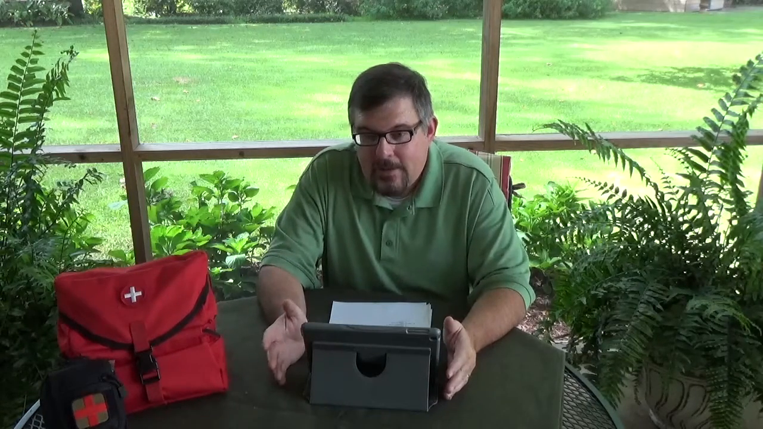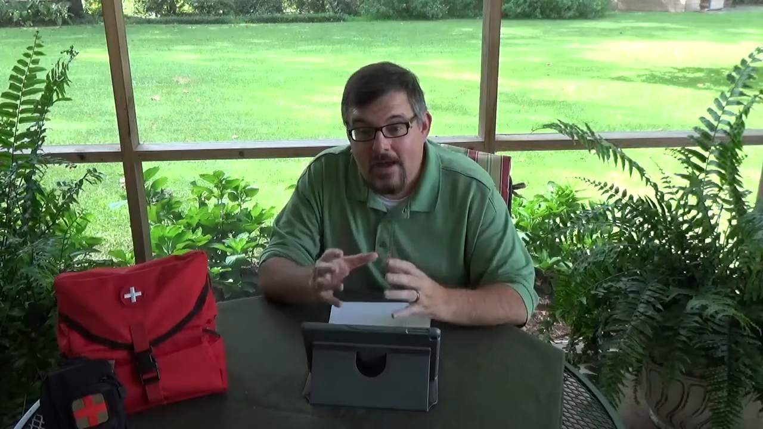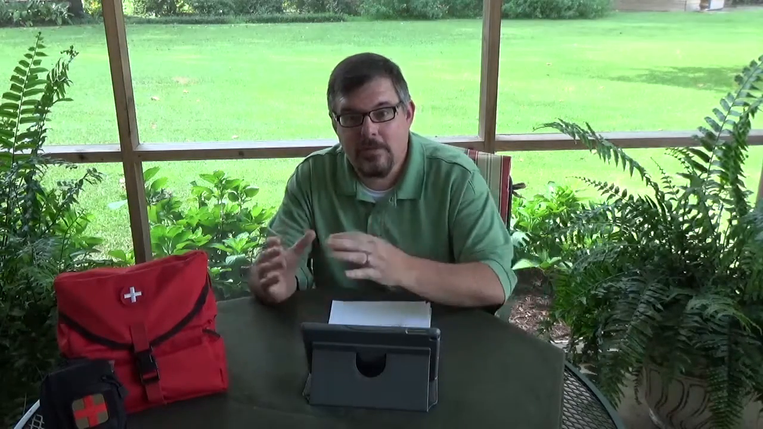So when I think about that, this checklist is broken down into 5 areas. The 4 core needs that we have, which is health and safety, our core temperature control, sustenance, hydration and energy, food and water, and communication and rescue. But the 5th area on my checklist is my tools and trade spreadsheet. And those are the items, the tool type items that I need to help me with those other 4 core needs. And when you see the spreadsheet, it'll make more sense, but those are all the tools that help me with the other 4 core needs.